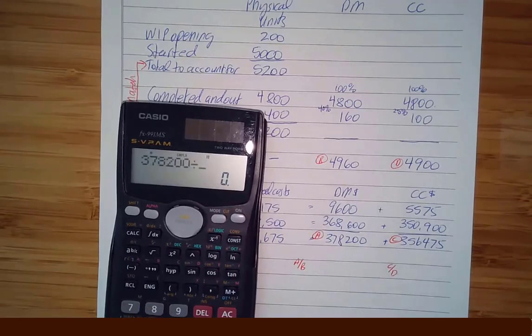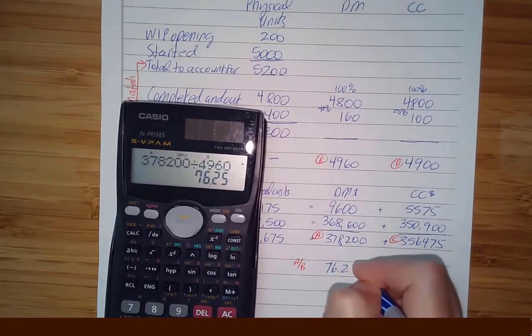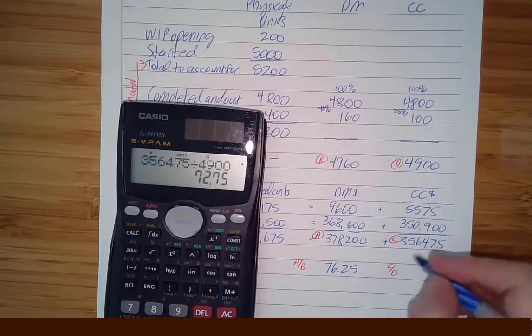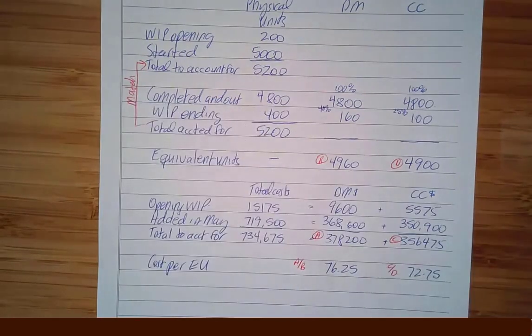378,200 divided by 4,960 is equal to, beautiful, $76.25. I'm going to take the 356,475 divided by the 4,900, and that is equal to $72.75, which never works out that perfect unless you're doing a question in order to demonstrate a concept. So that is the cost per equivalent unit.